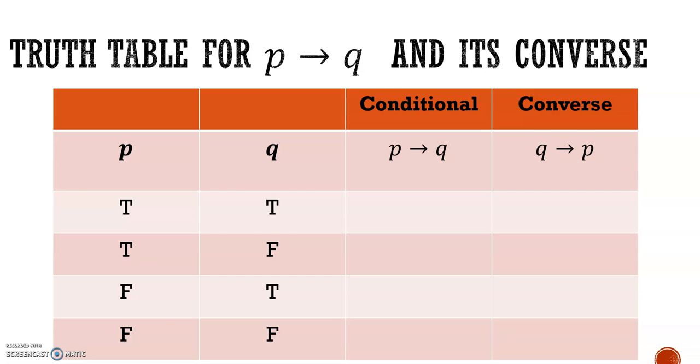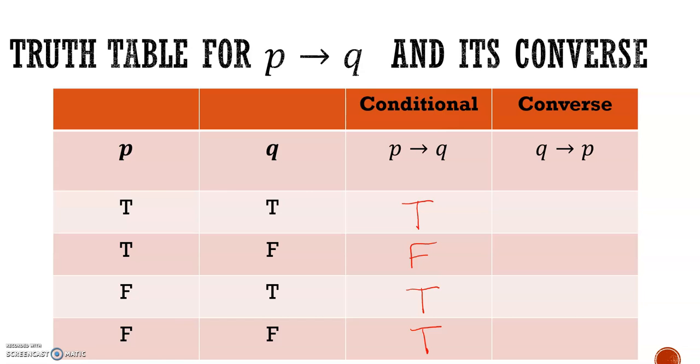The truth table for P implies Q and its converse. True and true, P implies Q is true. True and false, P implies Q is false. False and true, P implies Q is true. False and false, true.